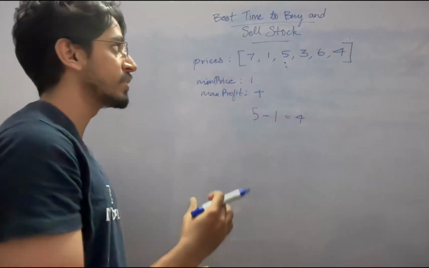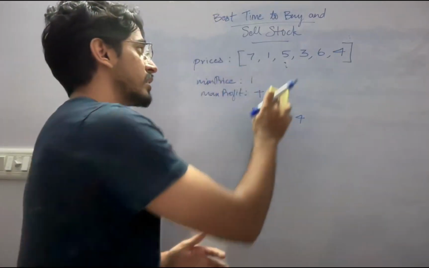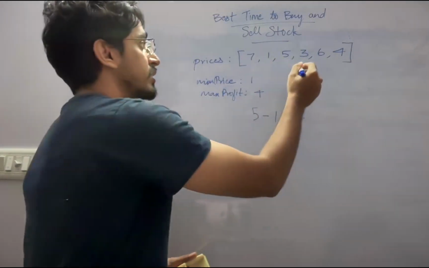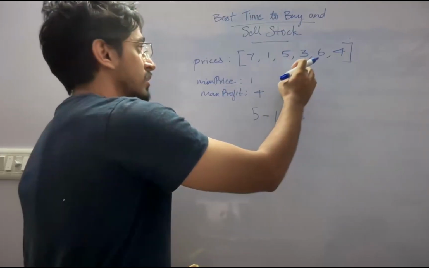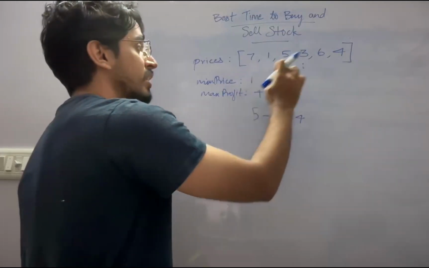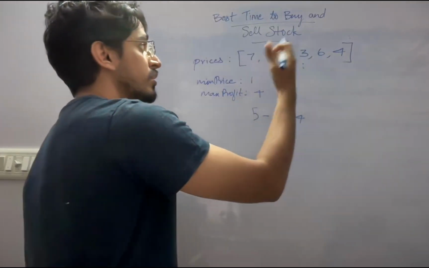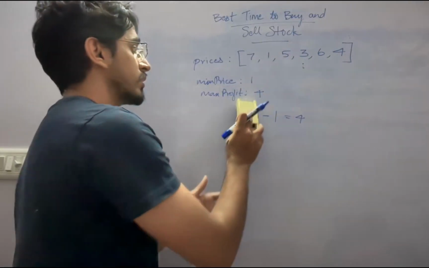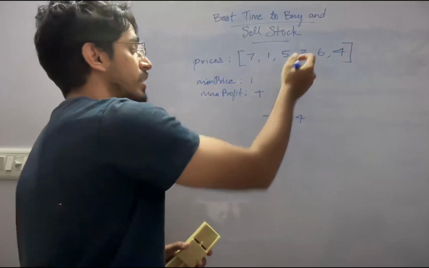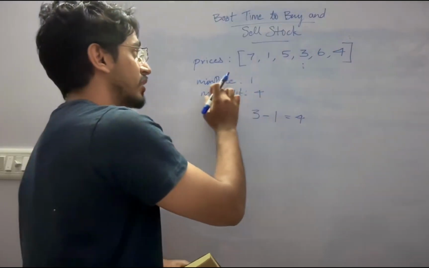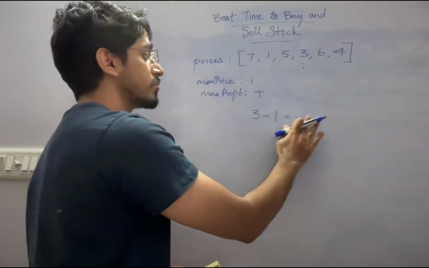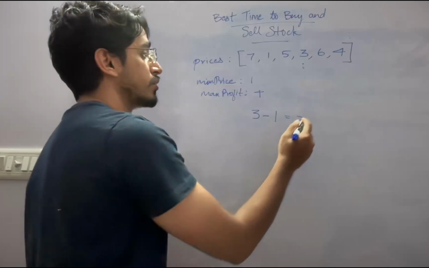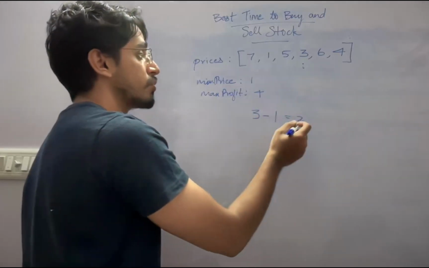Alright, now we move on to the next iteration, that is at 3. Again the minimum price is 1, and we don't do anything to it. Now i is at 3, so again we calculate the value at i, that is 3, and subtract the minimum price. This becomes 2, and we need to check which is greater, 4 or 2.